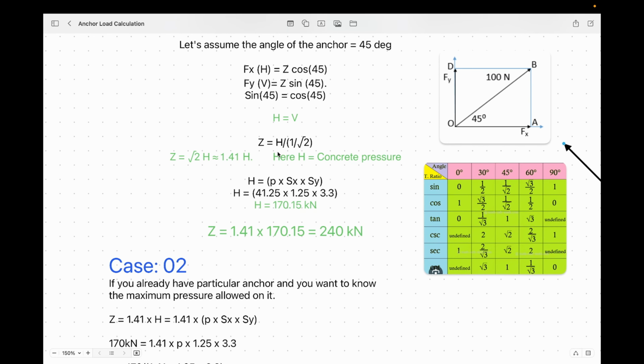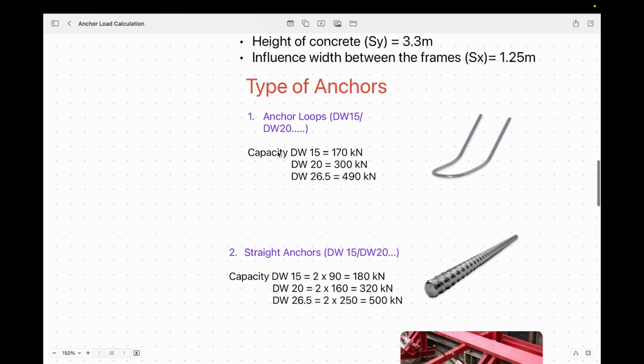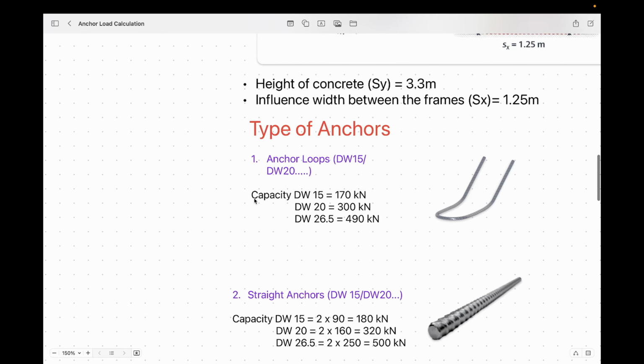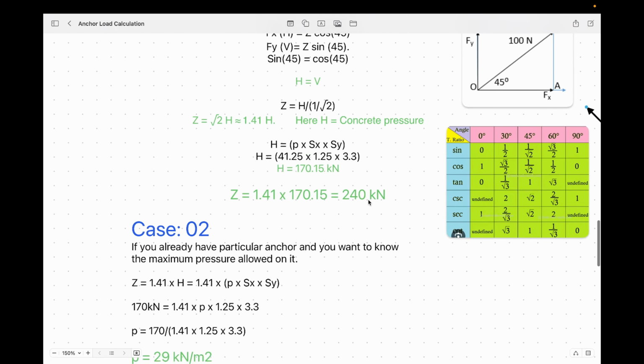Case two is when sometimes the client has already purchased some materials, like he has 1000 of these DW15, which have a capacity of 170 kilonewton. Then he tells us, I have these anchor loops with 170 kilonewton capacity. Now calculate and give me the maximum pressure so that I can use this. So that is case two.